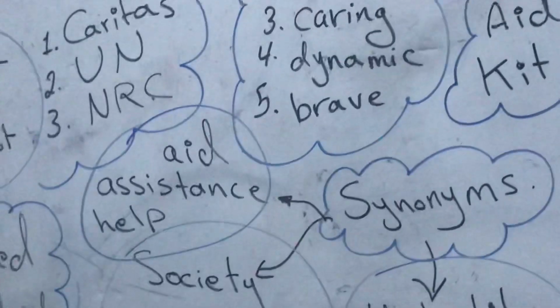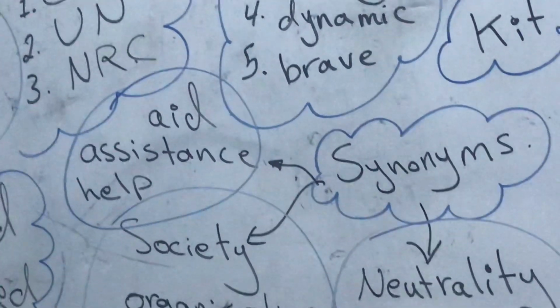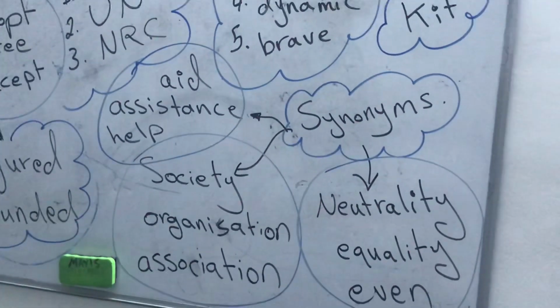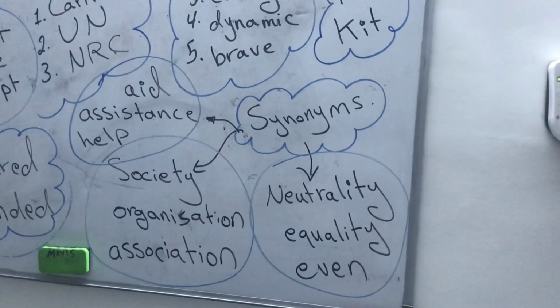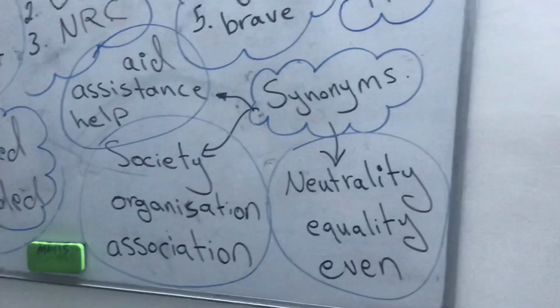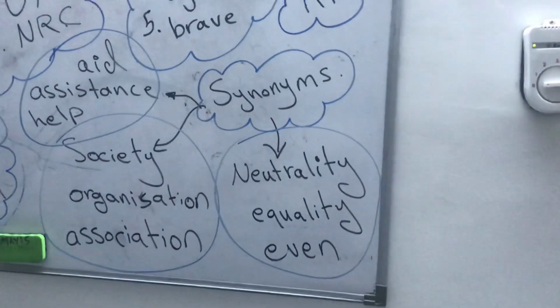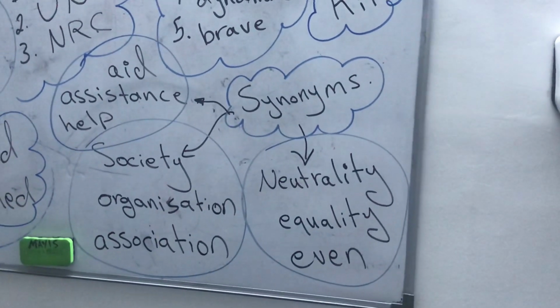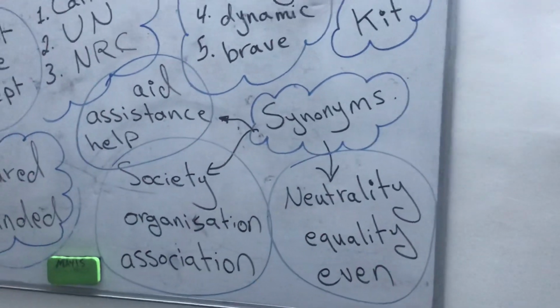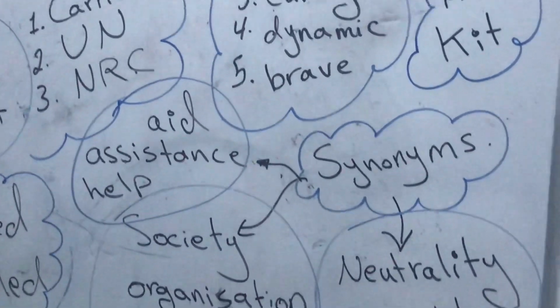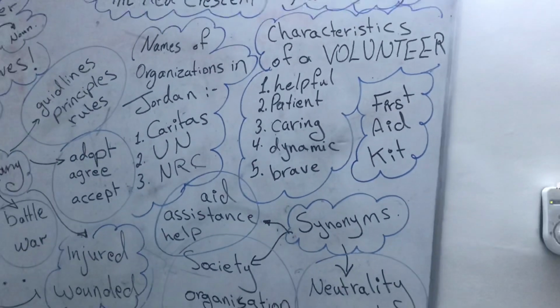تمام. Let's go. We have a couple of words that we need to know the synonyms of these words. The word aid, هي assistance and help, اللي معناها مساعدة. Society, اللي هو المجتمع أو المنظمة, which is the organization or the association. And the word neutrality, هي equality, even. Equality and even.